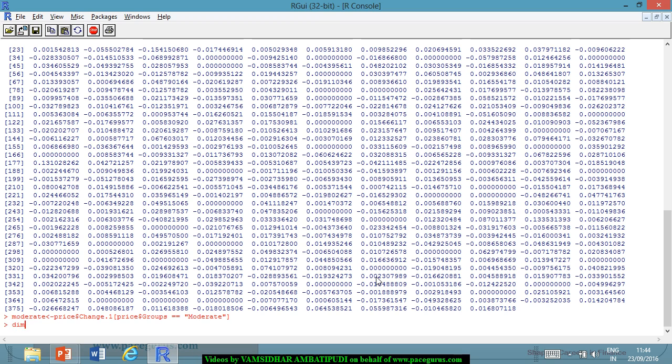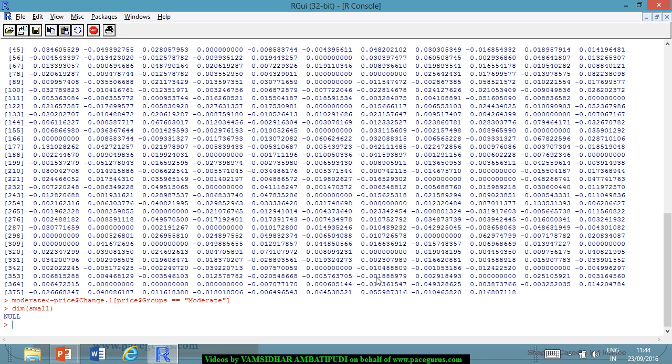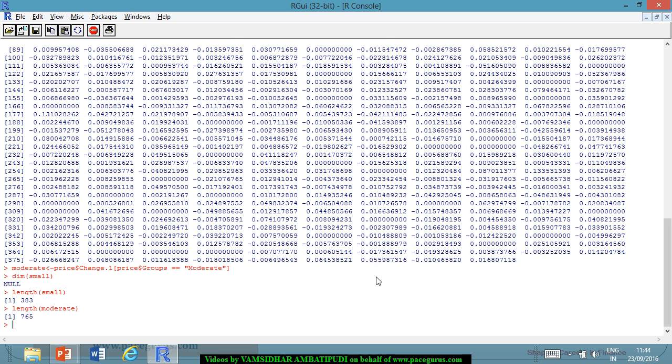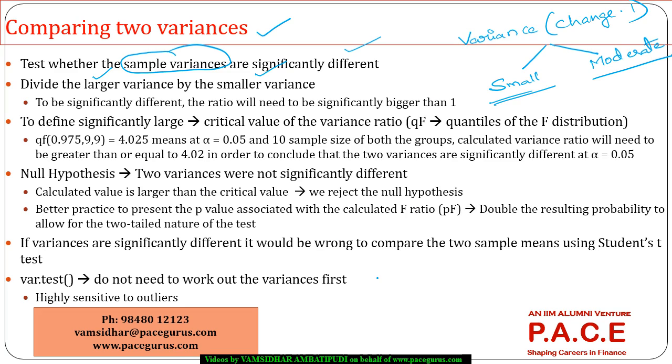So if I'm looking at the dimensions of small, it is null because it's a vector. So I can look at the length of small, which says 383, and I can take the length of moderate, which is 765. So I have 765 moderate values and 383 small values.